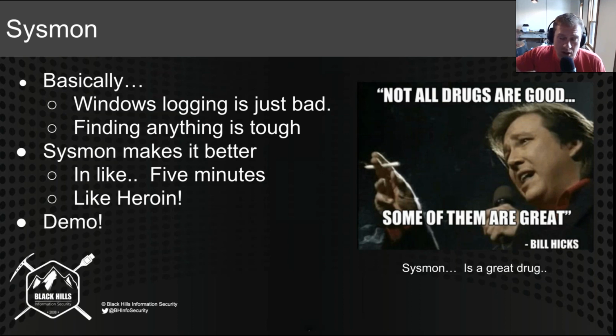And you may be logging a certain thing, but you may not have it configured properly to log certain things like token passing or token impersonation in Active Directory. It's bad, right? So Sysmon makes it better. This is awesome because Sysmon allows us to set up and get amazing logging, and it's done in like 5 minutes. This is like the heroin of information security tools that we can actually leverage and use. So I'm going to go to demo because, hey, why not?